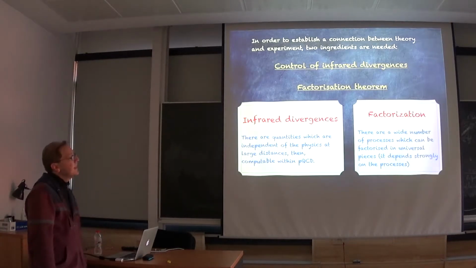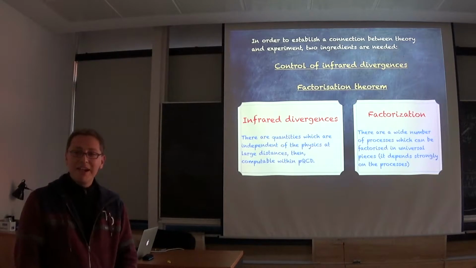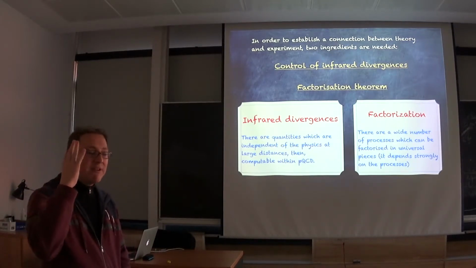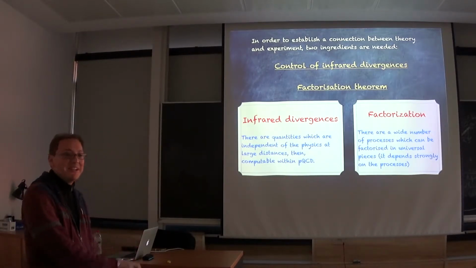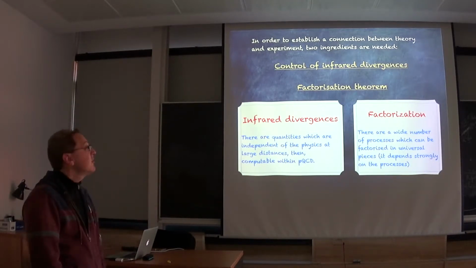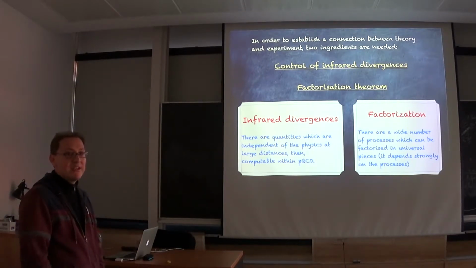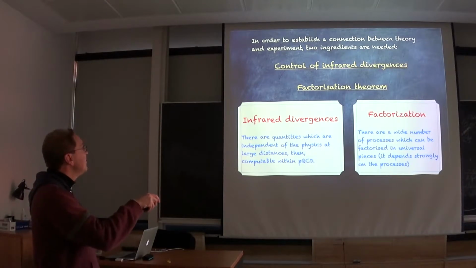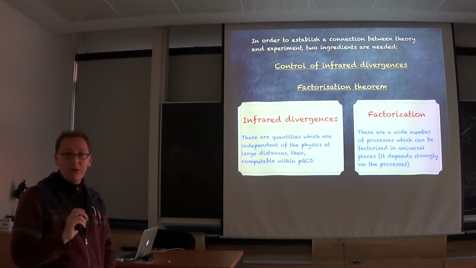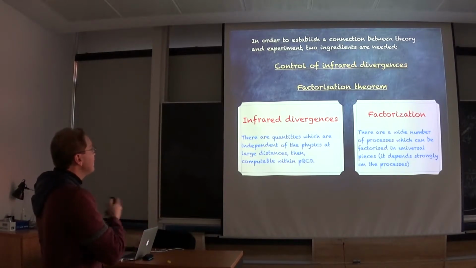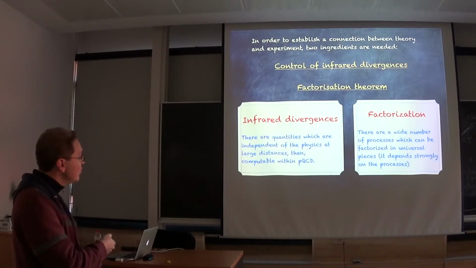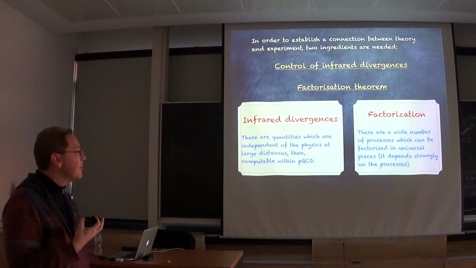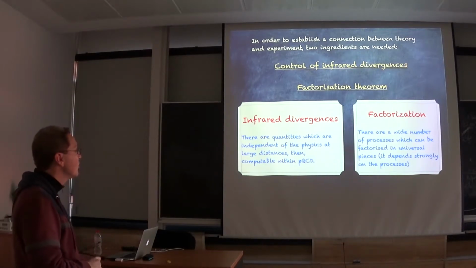So now you have the ideas in your mind, but what is the problem? You always have problems anyway. If not, you would not be here. In order to establish a connection between the theory and the experiment, you need two ingredients. You have to control infrared divergences in a hard calculation, and the factorization theorem has to hold in all the processes. There are quantities which are independent of the physics at very large distances, and then in this regime you can compute the cross section perturbatively.